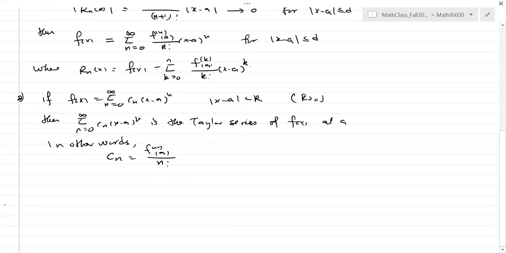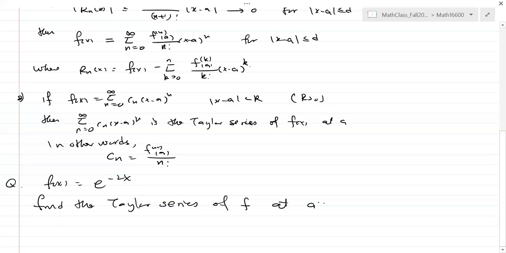For example, and this will be on the exams, okay? I mean, this type of problem. So given a function here, I want to find the Taylor series of the function f at a equals any number, 1, for example, right?